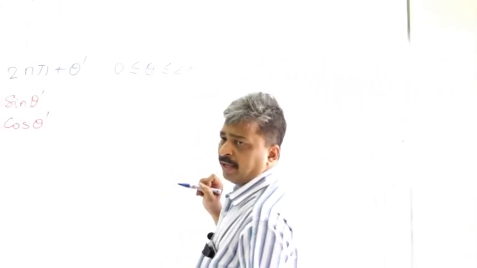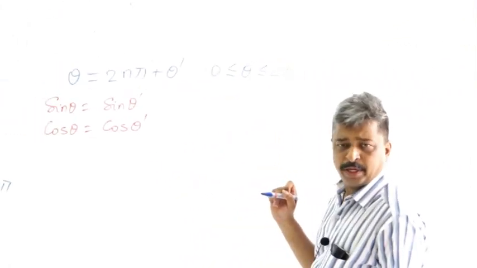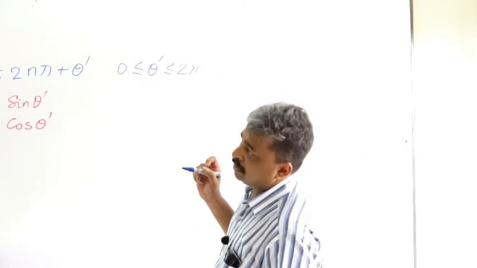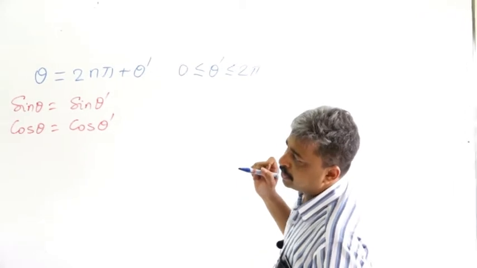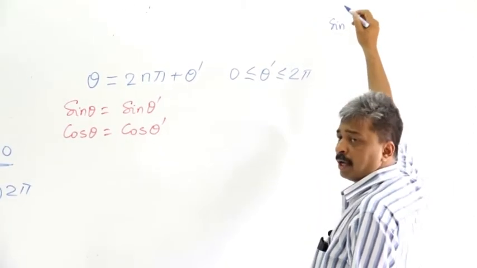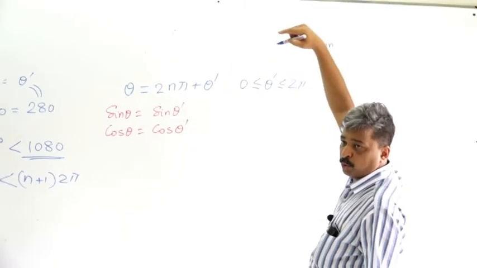What is PQ square? x1 minus x2 whole square plus y1 minus y2 whole square. Now, what is the distance formula? Correct. So sin square alpha minus sin square beta. No, what should be the distance formula for PQ?